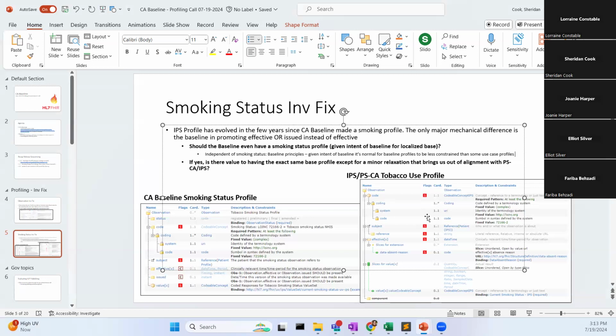I don't know, but first principles is that the baseline should be broader than IPS, and I don't think we should be specifically constraining the baseline to match a use case, other than making sure we're open enough to support the use case. I think it's the other way around. So how do we evaluate that with smoking status though, right? Because it is so specific.